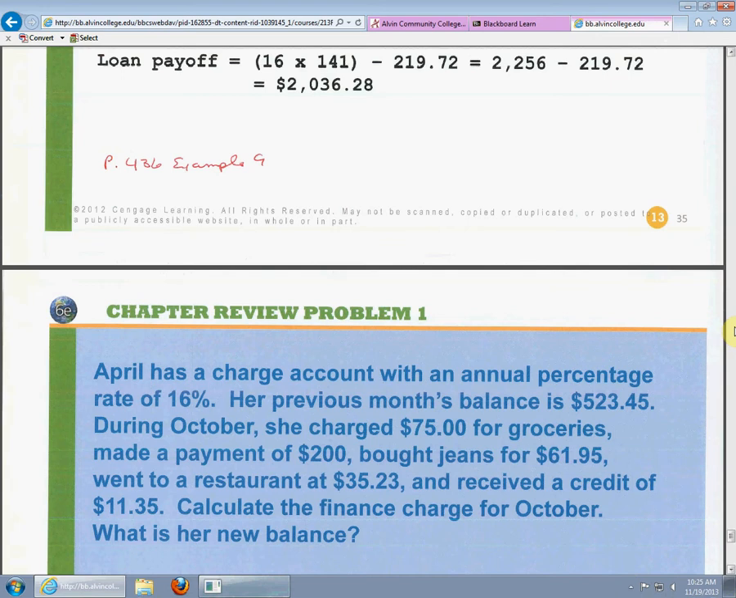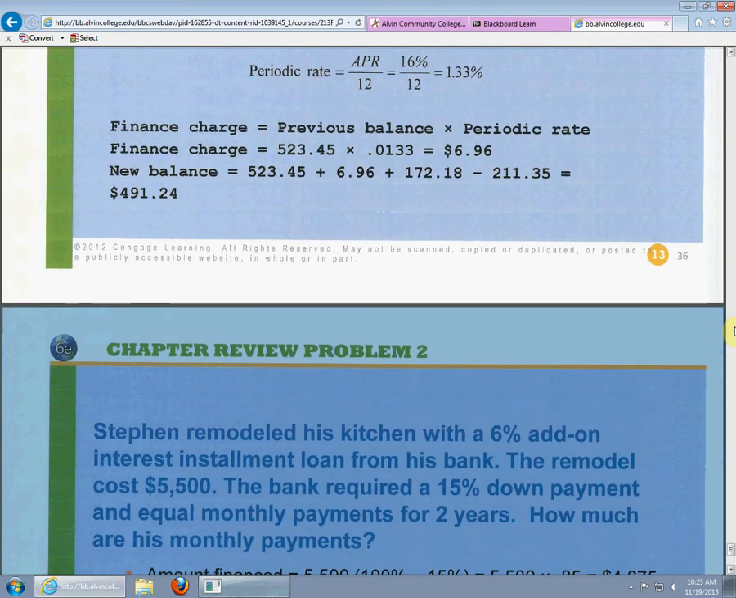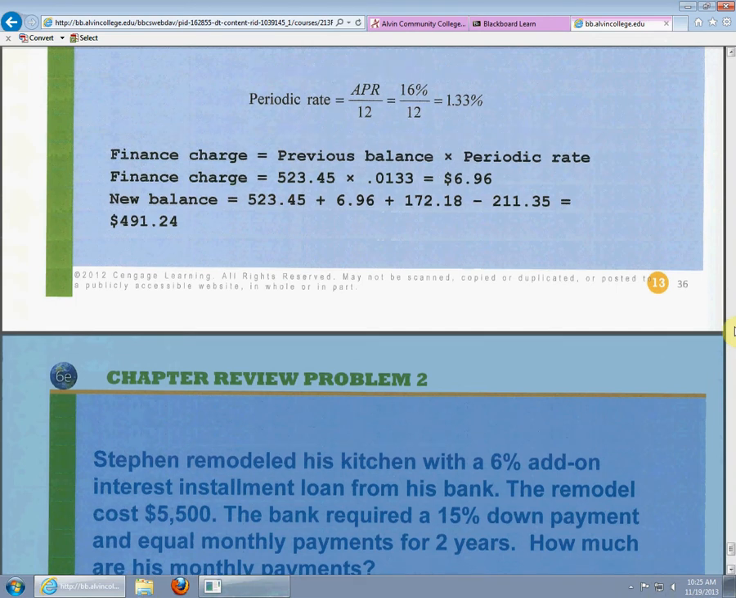Okay, the next one. You're going to be using page 427. I think this is the correct one. We have Stephen who's remodeled his kitchen with 6% add-on interest installment loan from his bank. The remodeling cost was $5,500. The bank required a 15% down payment and equal monthly payments for 2 years. How much are his monthly payments?